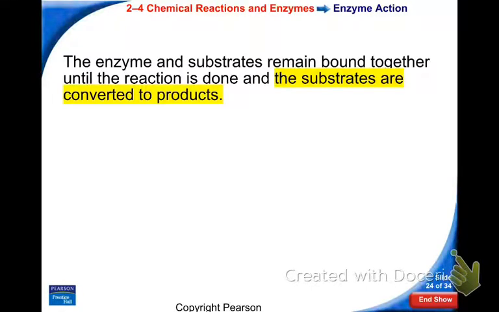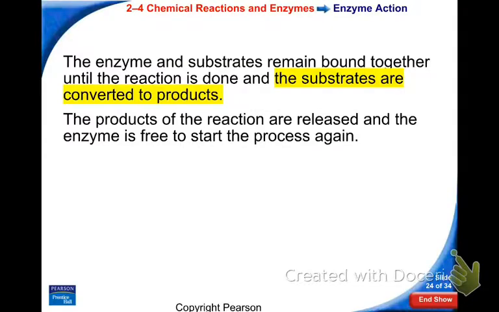Once the enzyme and the substrates are bound together, then there is some type of three-dimensional shape change, which is going to convert the substrate, your reactant, into your product. Sometimes it might be taking 2 smaller subunits and putting them together, and sometimes it's taking a large thing and breaking it down into 2 small things. And once the product is created, it's released, and the enzyme goes back to its normal shape, and it's able to do this chemical reaction over and over and over again.